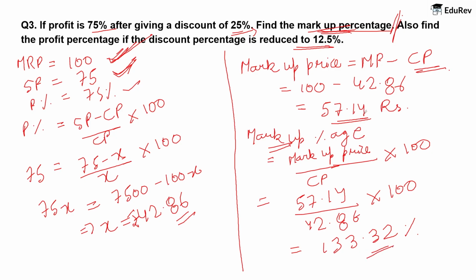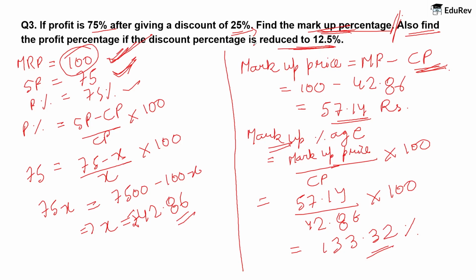So this basically means that whatever may be the MRP, like over here we assumed 100, whatever may be the MRP, the shopkeeper marked the MRP tag as 57.14 rupees more than his own cost price, and his markup percentage was 133.32%. Now in the second part, also find the profit percentage if the discount percentage is reduced to 12.5%.